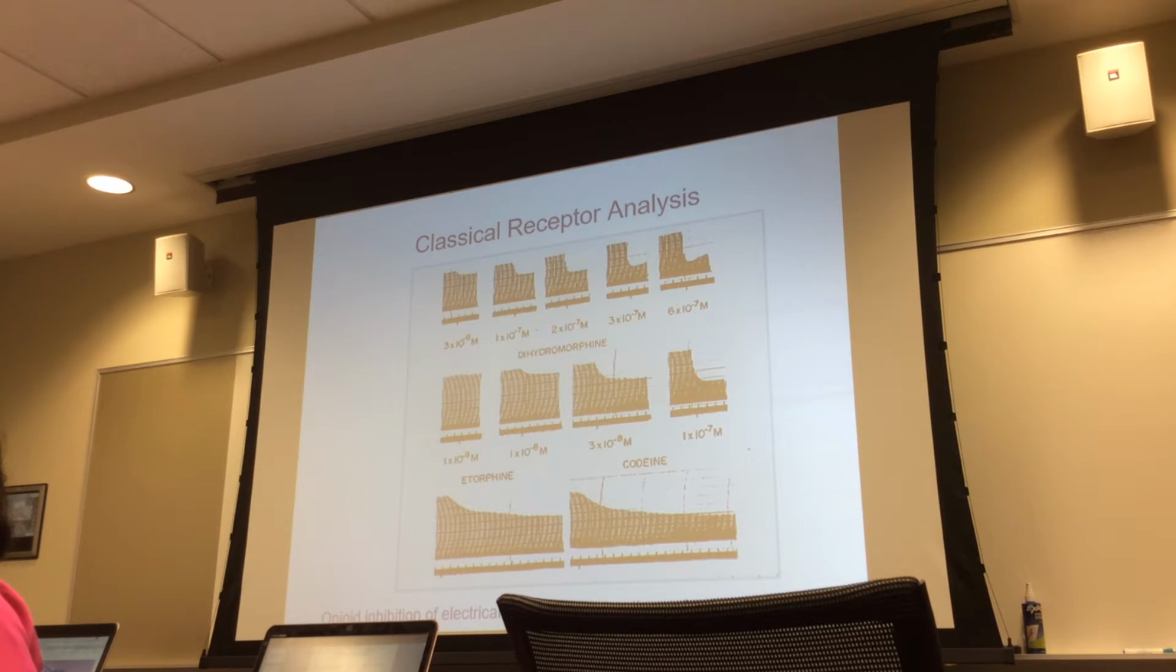Then you start treating with drugs. For example, if this is your baseline, you add dihydromorphine, and it starts inhibiting gradually as you go up in the dose, 10 to the power of minus 8 molar, then minus 7, and so on. The more drug you add, the more inhibition of the motility of the ileum. So you know that this drug slows down GI motility if you give it to the patient, and it's gradual and dose dependent. Codeine works the same way, or etorphine. This is how they used to assess how drugs work.